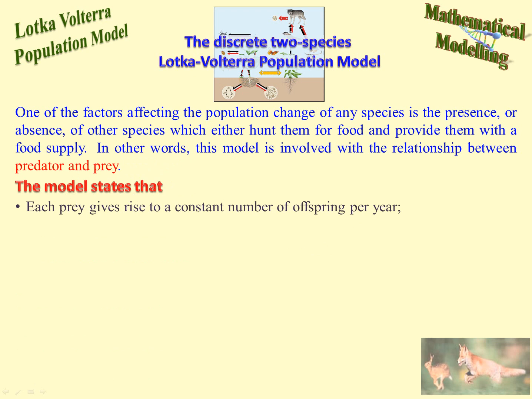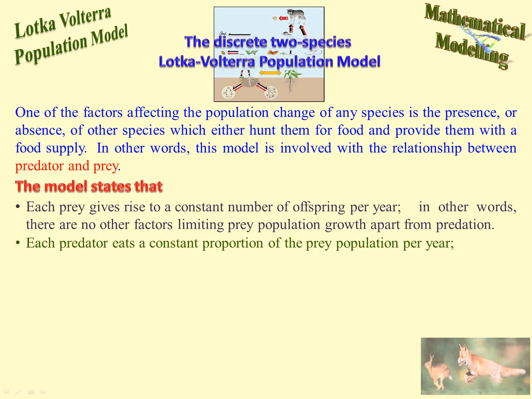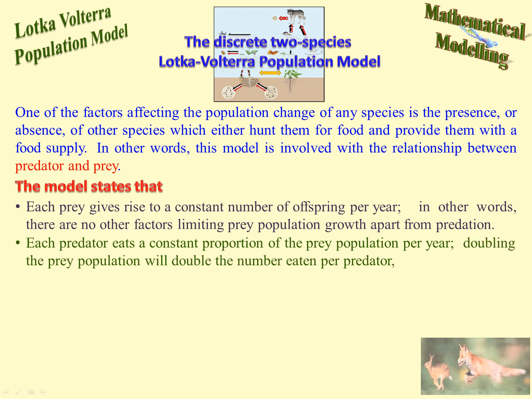The model states, first of all, the basic statements of the model conditions. Each prey gives rise to a constant number of offspring per year. In other words, there are no other factors limiting the prey population growth apart from predation. Each predator eats a constant proportion of the prey population per year, meaning that if you double the prey population, you will double the number eaten per predator. And that does not matter how large the prey population is. It's still the same ratio.